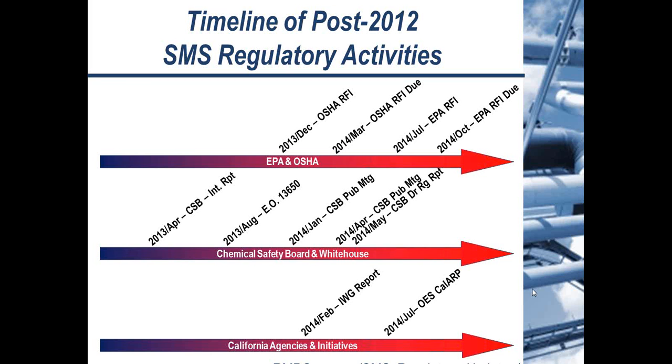Also, on the bottom timeline, there are a couple of other agencies involved. As I mentioned, in California there's an interagency working group. They came up with a report in February of 2014. I'll be going over those key items shortly. A lot of those also springboarded from the CSB's recommendations. And there's also a state accidental release prevention program in California called CalARP. The Office of Emergency Services is dealing with changes and updates to that. So this is where we're at.